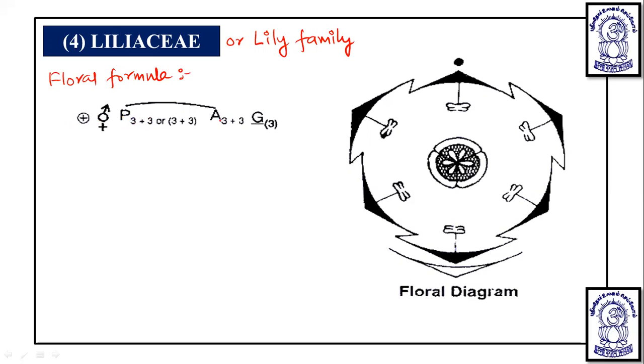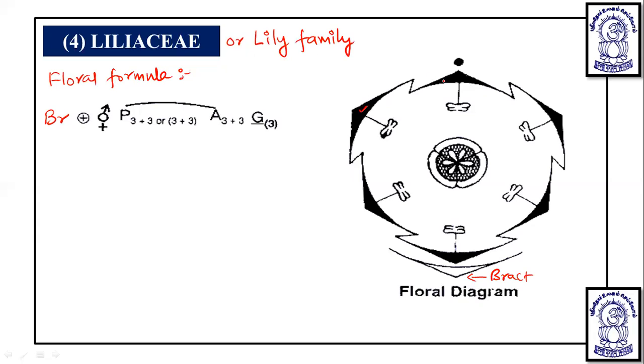Then the androecium has 6 stamens, 3 outside and 3 inside. The 3 outside are associated with the outer whorl of the perianth, and the inner whorl of the androecium is fused with the inner whorl of the perianth. So it shows an epiphyllous or epitepalous condition. The gynoecium is tricarpellary, with 3 carpels fused and a superior ovary. In this family the flower is bracteate, they have bracts. You can see the presence of bract. Now first you will observe the perianth.